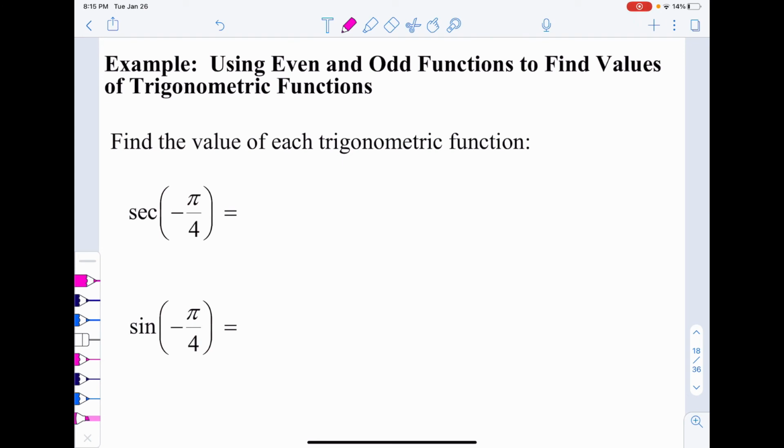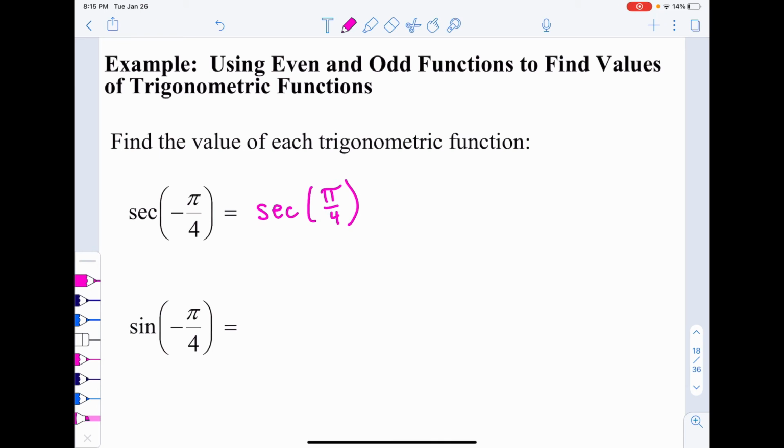All right, so an example, using even and odd functions to find values of trigonometric functions. It says to find the value of each trigonometric function. We have secant of negative pi over 4. Well, if I have the secant of the negative, that means that I'm just going to have the secant of the positive, right?